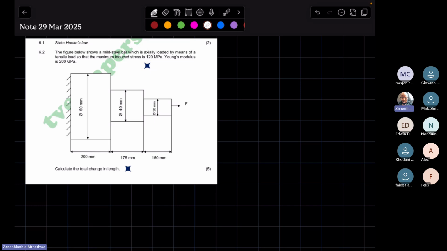The figure below shows a mild steel bar which is loaded by means of a tensile load so that the maximum induced stress is 120 megapascals. Young's modulus is 200 gigapascals. The question is to calculate the total change in length. As far as change in length, they are referring to the change in x. This is what they are looking for. Are we together here?